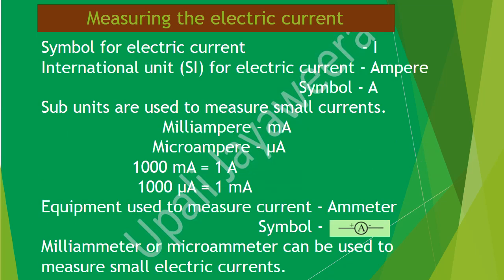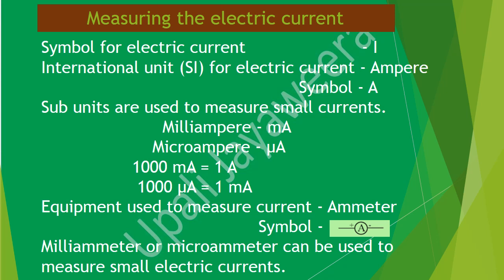Now we are talking about measuring the electric current. The symbol for the electric current is capital I. The international unit for the electric current is the ampere. The symbol of ampere is capital A. Subunits are used to measure small currents. They are the milliamperes and microamperes. 1000 milliamperes equals 1 ampere. 1000 microamperes equals 1 milliampere.